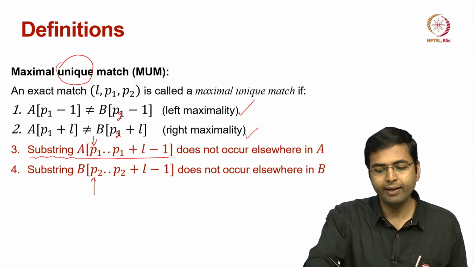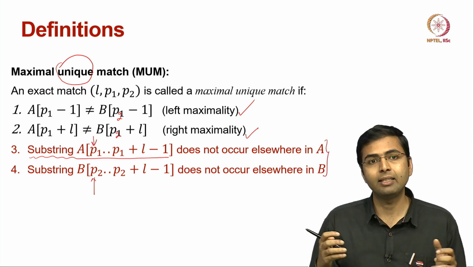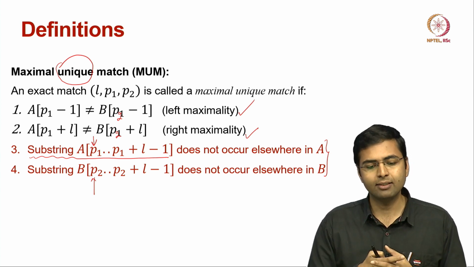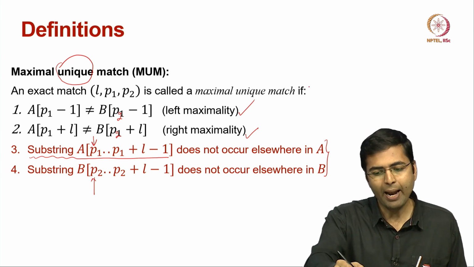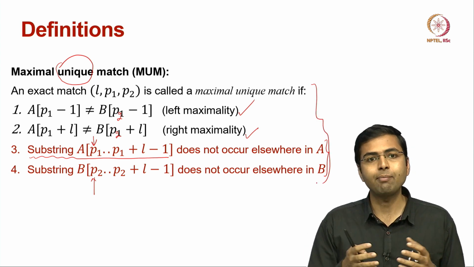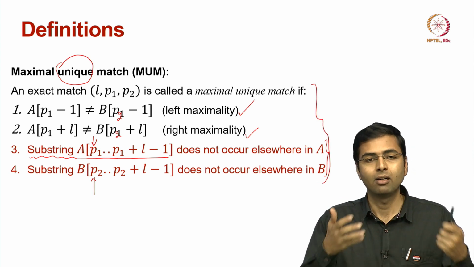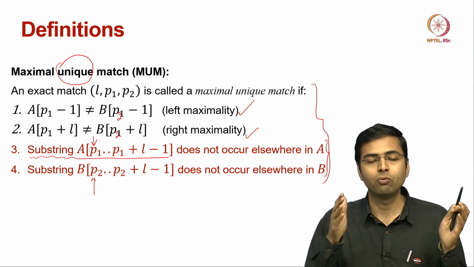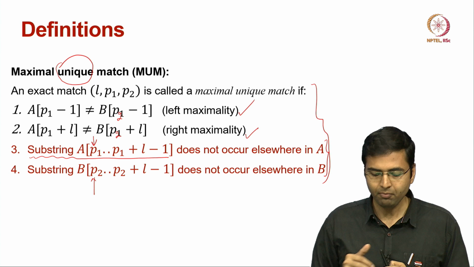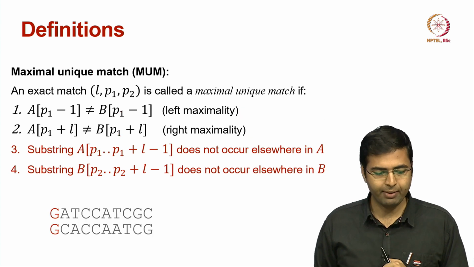So, with this uniqueness constraint, what happens in practice is that the number of matches significantly reduces, and in practice it turns out to be a reasonable method to compute exact matches and use them as a way to reduce the search space for alignments. So, let us look at some examples.